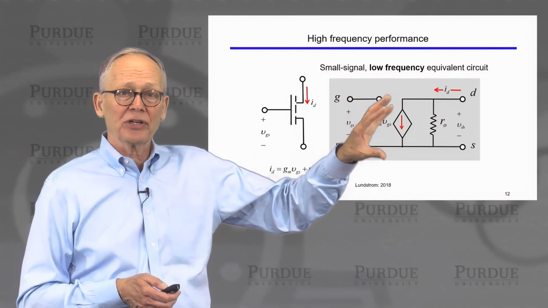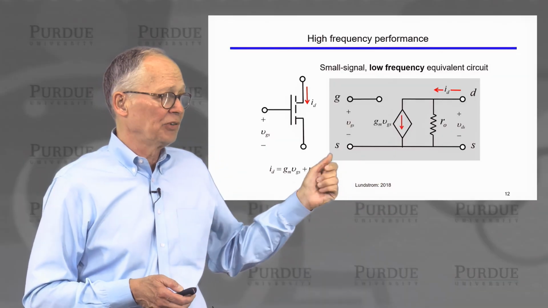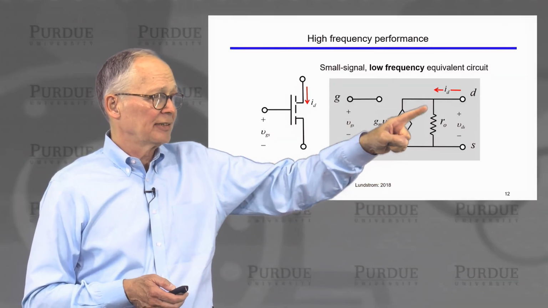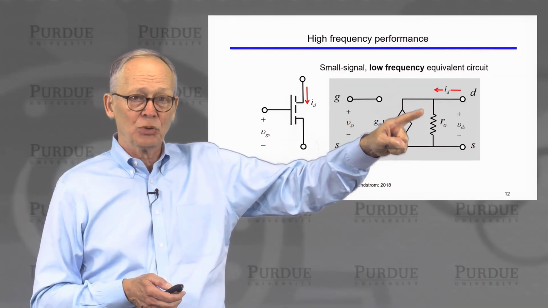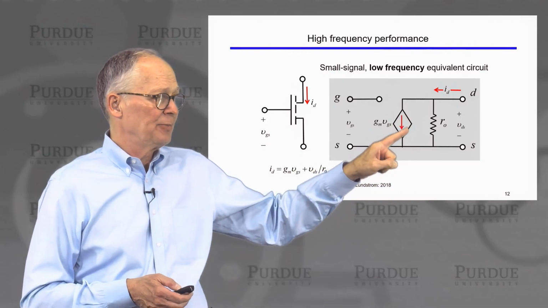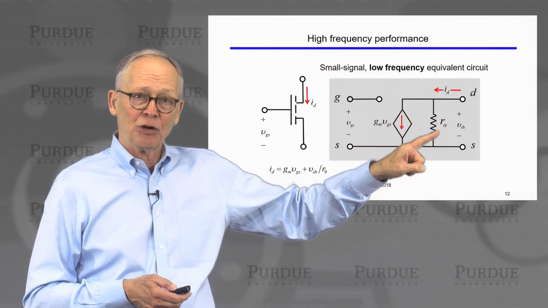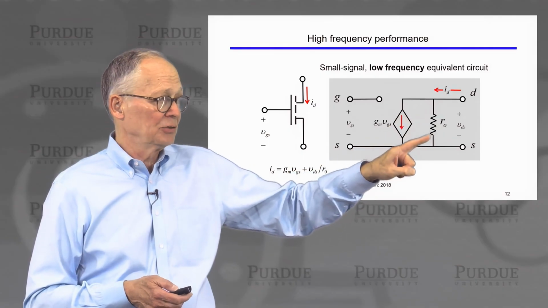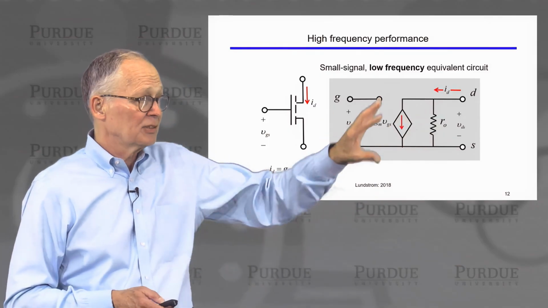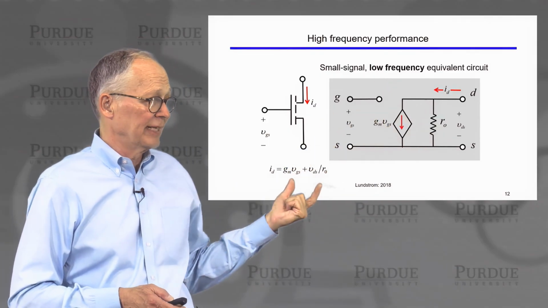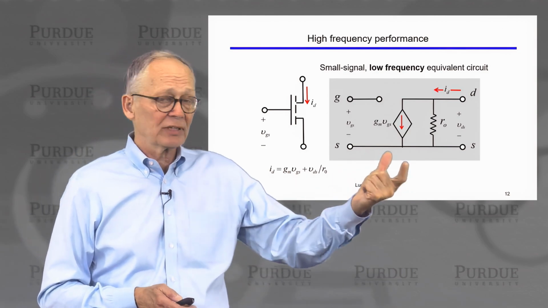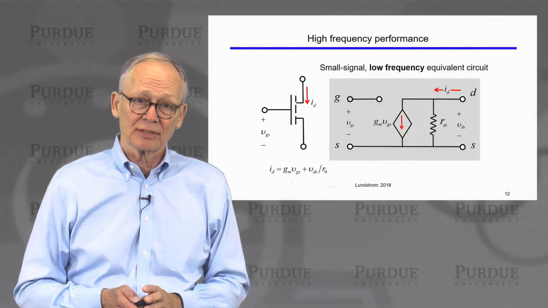Now, we can draw a little circuit that basically just represents that equation. This circuit says that the output current is the sum of two quantities. One is this dependent current source, g_m, times the input voltage. The other is this output resistance, the voltage across these two terminals divided by the resistance. So this circuit is just a way to visualize this equation. We call this circuit a small signal equivalent circuit of the MOSFET.